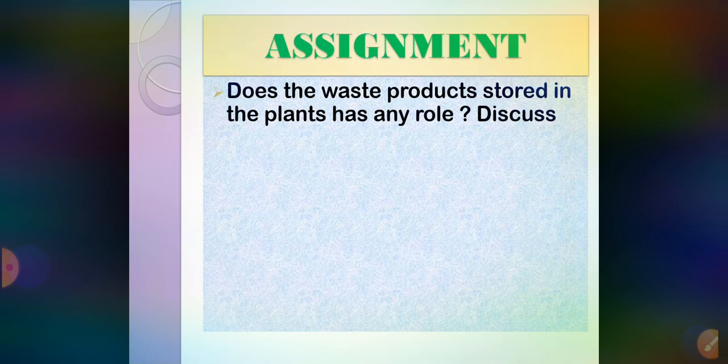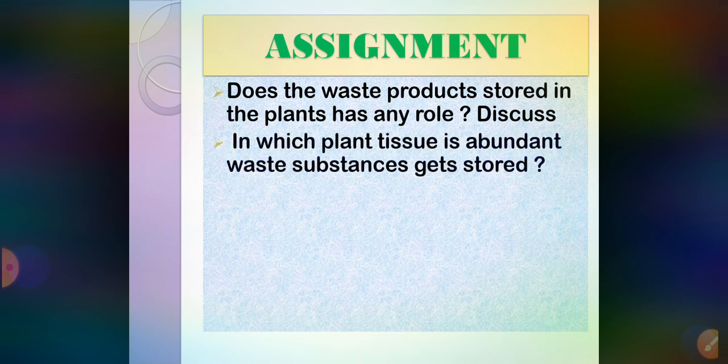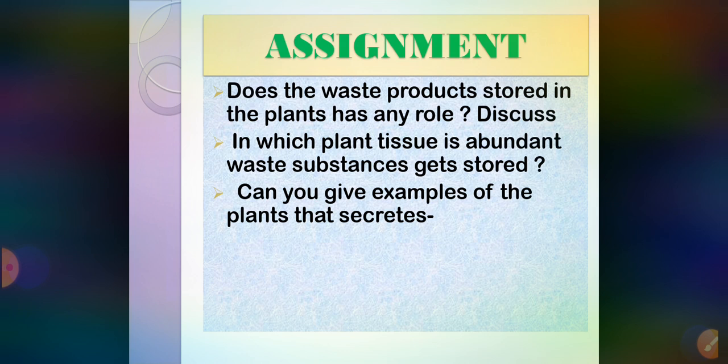Now some questions for you. Does the plant product stored in the plants have any role? Discuss. In which plant tissue are abundant waste substances stored? Can you give examples of plants that secrete gums, resins, and latex? Okay, give some examples of plants. You can browse through the internet also, isn't it children?